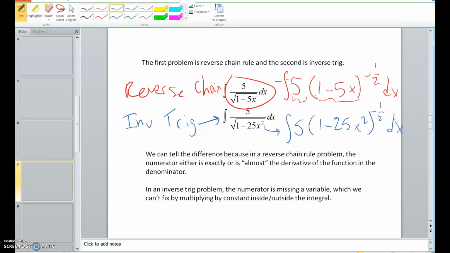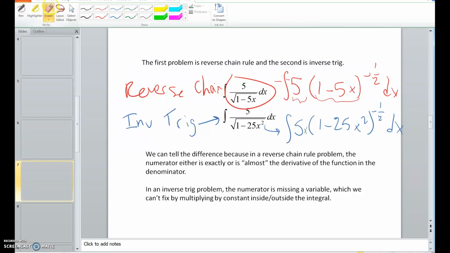So it looks like the problem before. I've got 1 minus 25x squared inside of parentheses, raised to -1/2. I've got a 5 out front. The derivative of the inside of this function, however, is -50x. Right? So that x is problematic because I can't make an x appear outside here.